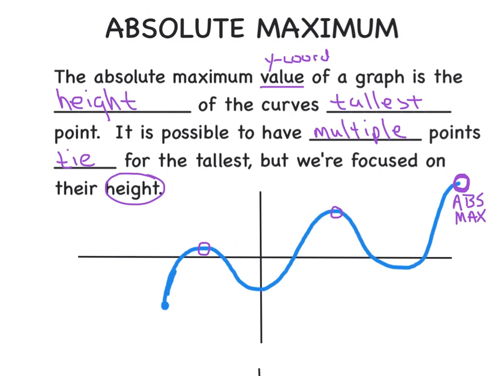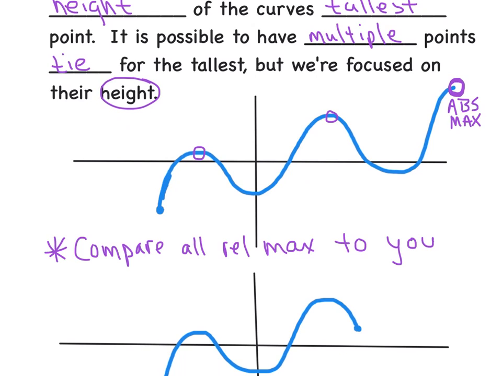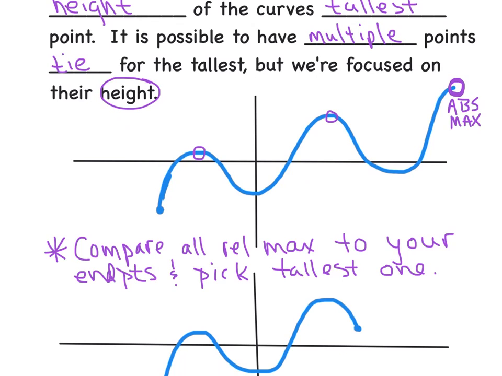In a nutshell, here's how I would like to summarize absolute max. What we're going to do is compare all your relative maxes to your endpoints and pick the tallest one. Okay, it's as simple as that. Take all of your relative maxes, compare them to your 2 endpoints, being your left endpoint and your right endpoint, and then pick the tallest one.